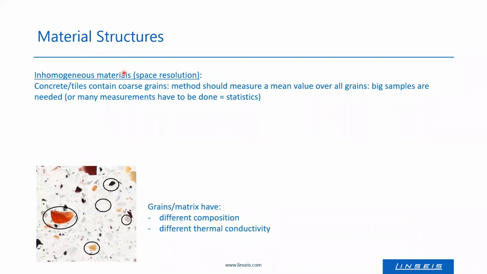You should also consider the material structure. If you are dealing with homogeneous materials, it's very easy. If the material is inhomogeneous, so there is a resolution in space, then you have to consider that these grains may have different thermal conductivity from one to the other, and also to the matrix. Whenever you are interested in the individual thermal conductivities of the grains, you need a high resolution in space. And if you are interested in the thermal conductivity of the complete tile, then you should measure a bigger surface, or you have to do many measurements and build up a mean value and do statistics.